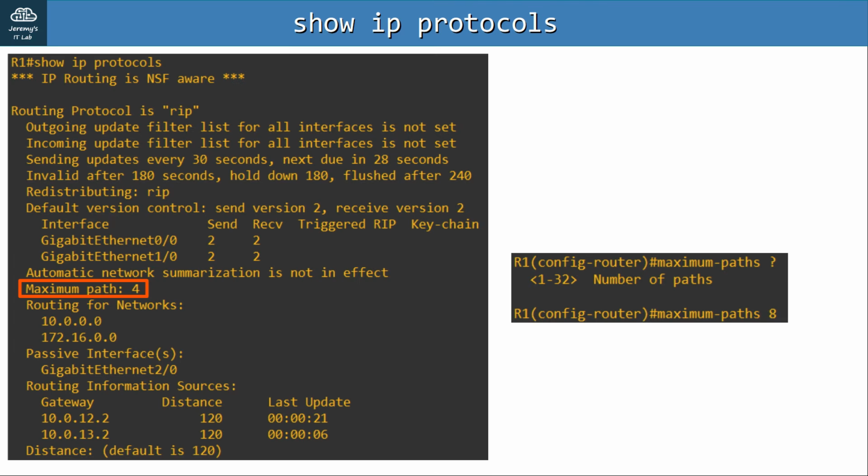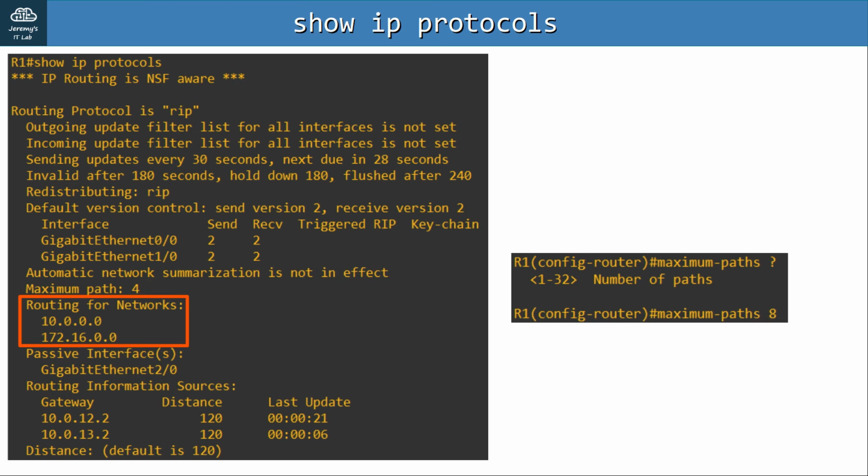Here is the command. Maximum paths followed by a number, 1 to 32. This is done from RIP configuration mode. I put in 8, for example. This command is the same for EIGRP and OSPF also, by the way.